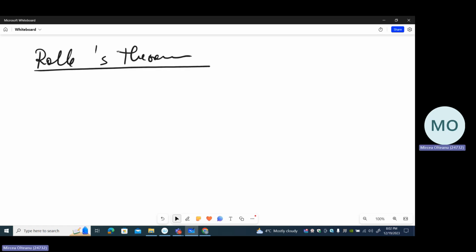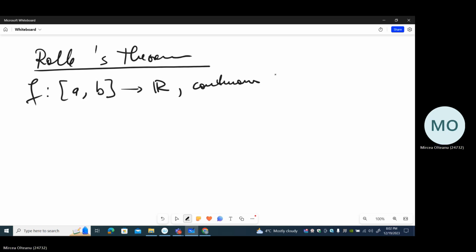Now, Rolle's theorem says the following. Let's take a function defined on the closed interval AB, taking values in the set of real numbers, which is continuous and is differentiable on at least the open interval AB. So at the points A and B it is not necessary to be differentiable, but it must be continuous.